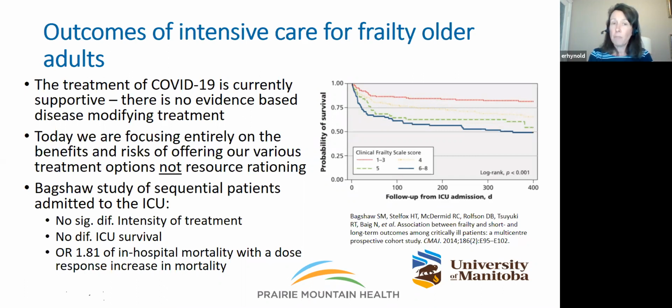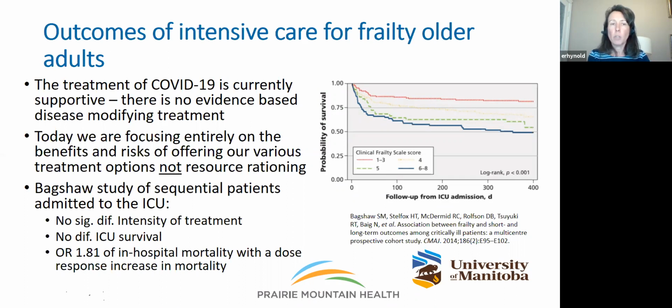And we don't have evidence specific to frail older adults with the respiratory disease from SARS-CoV-2 and how they do in the ICU or how they do with ventilation. There just aren't the numbers, or they haven't been published in places that have had higher numbers. So I'm going to summarize some information about what we do know about frail older adults in intensive care settings.